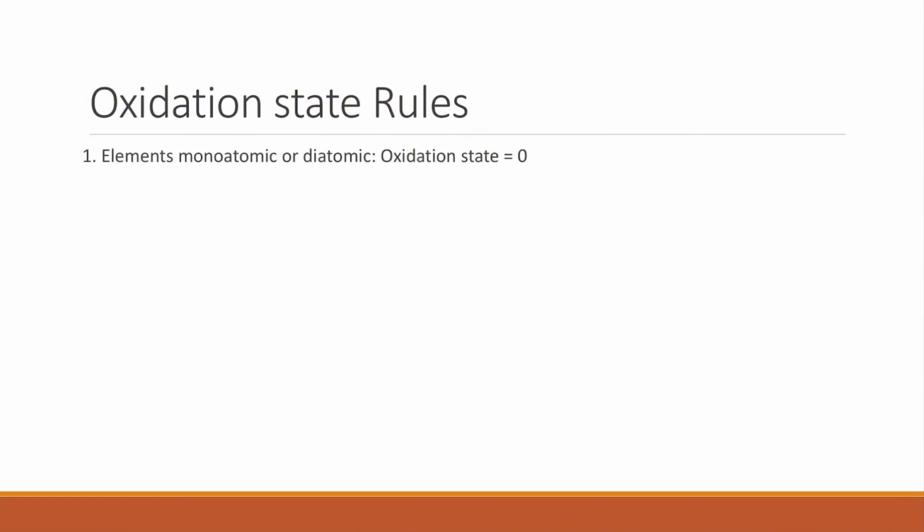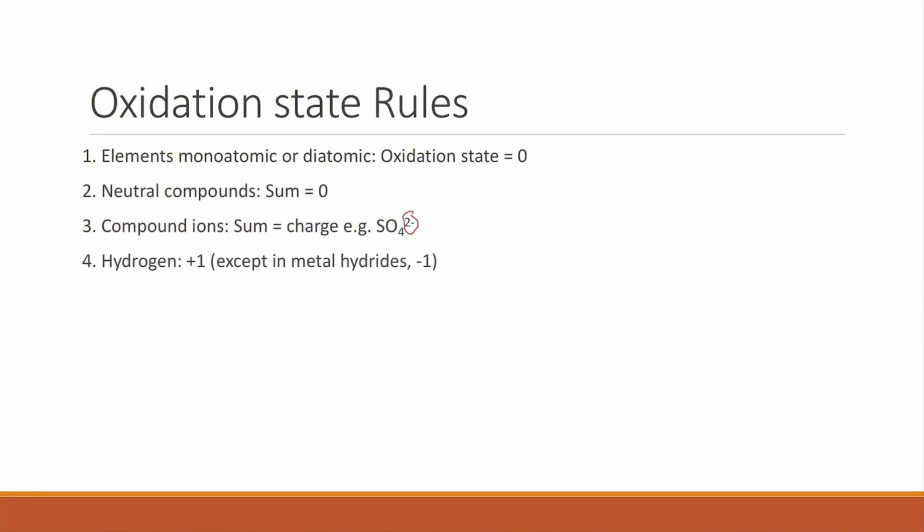So elements, monoatomic or diatomic, the oxidation state will always be zero. For any neutral compound, the final oxidation state is 0. For compound ions, something like sulfate, the sum of the oxidation states of all of the atoms within the compound ion will be the oxidation state of the ion itself, which is 2 minus in the case of sulfate. Hydrogen is usually plus 1, but there is one exception, which is metal hydrides, where the hydrogen has an oxidation state of minus 1.